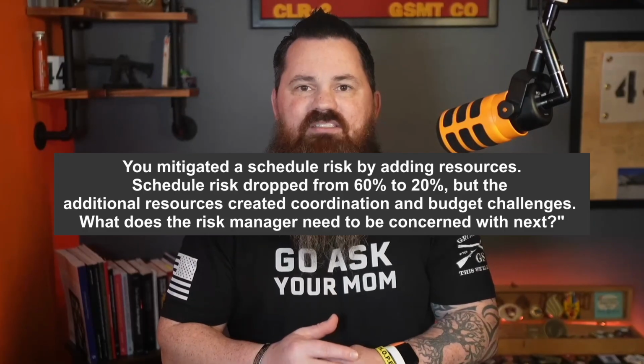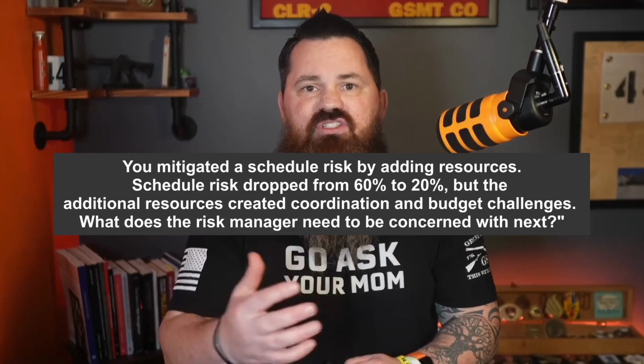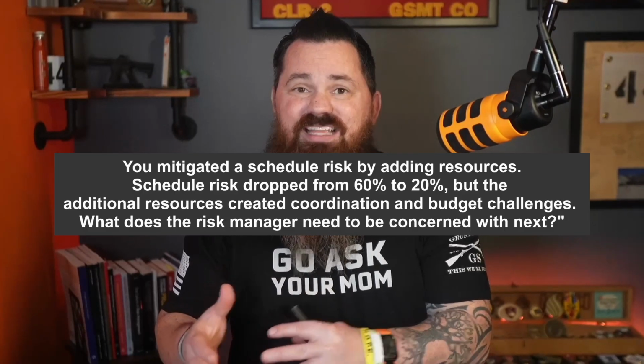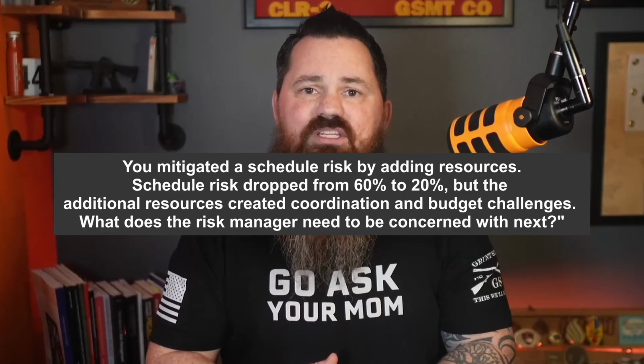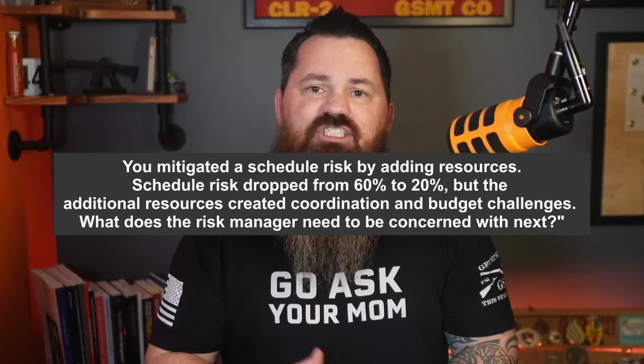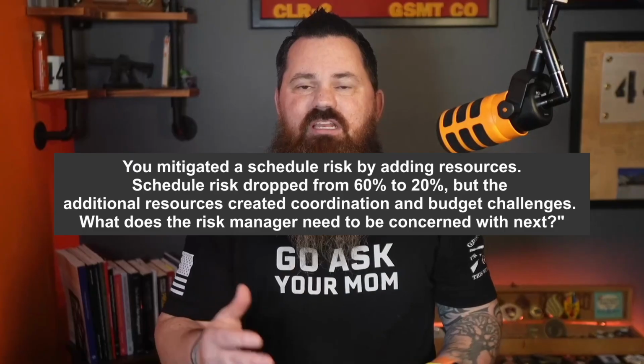Another way is through that whole scenario-based area where it's going to say something like, you mitigated a schedule risk by adding different resources. Your schedule risk dropped from 60% to 20%, but additional resources created coordination and budget challenges. What does the risk manager need to be concerned with?